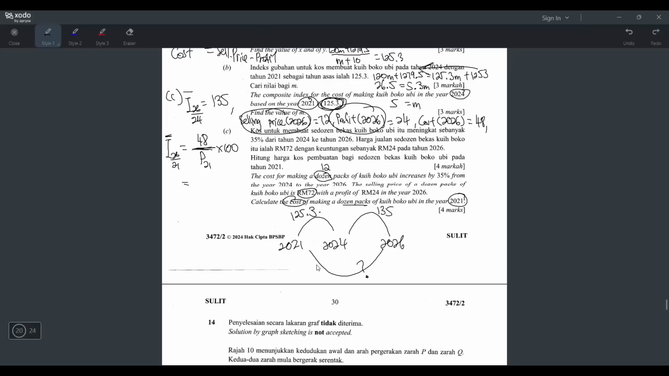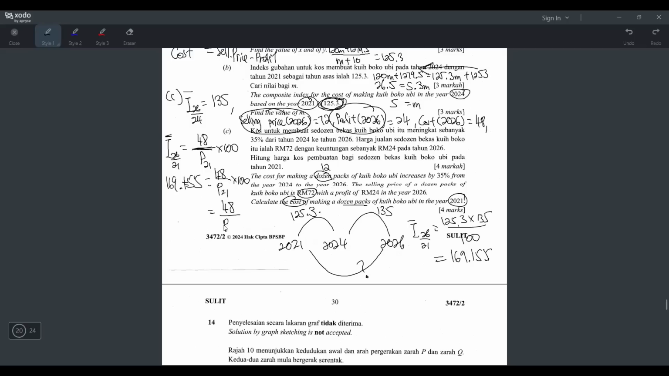So how to write this? Now you are actually finding the composite index. So the composite index for 26 over 21 will be 125.3 times 135 divided by 100. Now I just press this, and I will get the answer. My answer here is 169.155. But this is not the final answer. You have to put it inside here: 169.155 equals 48 over P21 times 100. Now you find your P21.